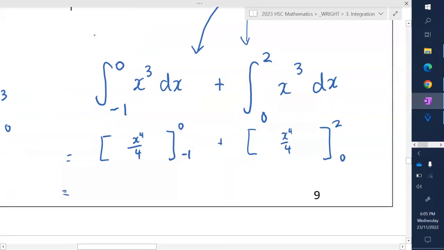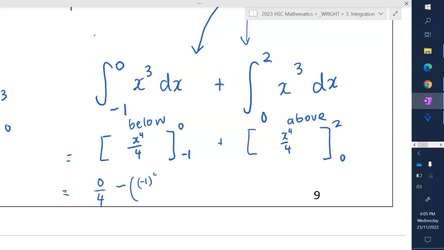Okay, so this is the part that is below the x-axis. This is the part that is above the x-axis. Let's pop these values in and work this bit out first. So I'm going to have 0 to the 4 on 4. 0 to the 4 is obviously 0. Minus -1 to the power of 4 on 4. Okay, that's my first bit.